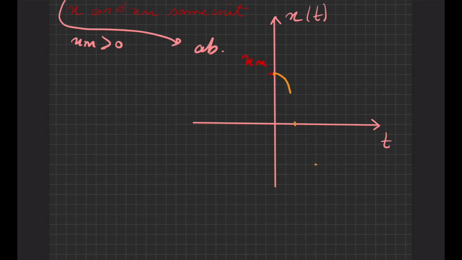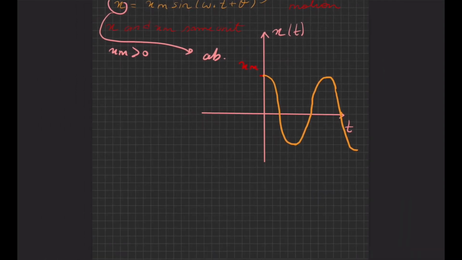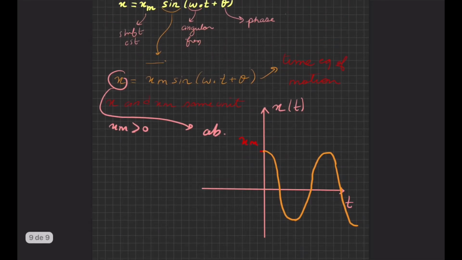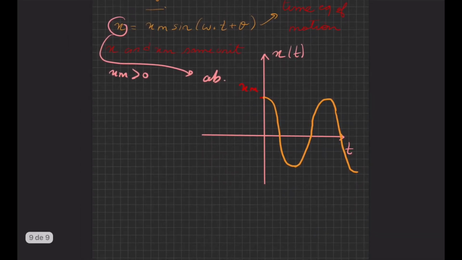So you start at a maximum, it will fall down to a minimum, equilibrium, another maximum, a minimum, and so on. So this is the function. We just drew the function. This is how the motion changes.